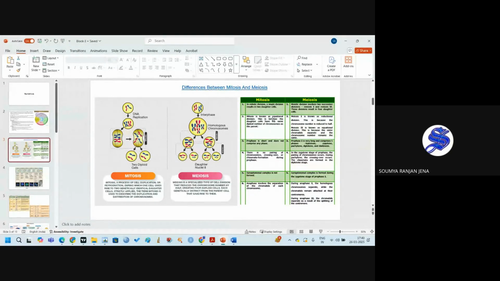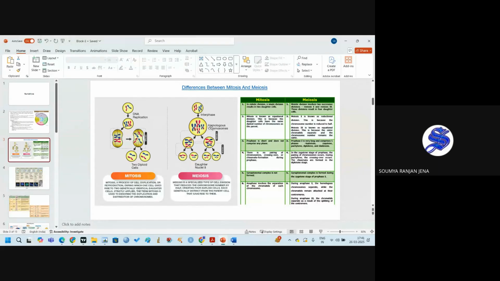Mitosis is known as equational division, because the daughter cells have the same diploid number of chromosomes. Suppose the chromosome number is 46 when the division or replication starts. In the two diploid cells, the number of chromosomes is also 46 and 46, the same as the parent. But meiosis 1 is known as the reductional division, because the chromosome number is reduced to half.